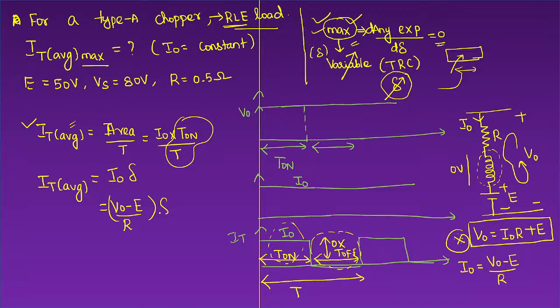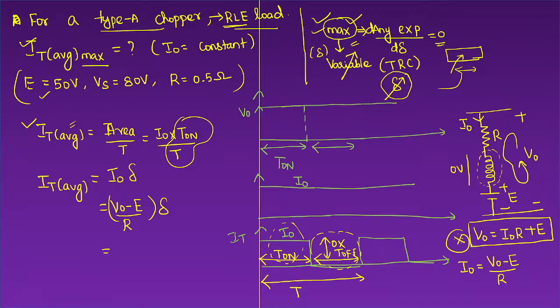Sir, why are you writing it this way? Because this is the given data. I am trying to bring out the relation between the question and the given data. That is what we have to do. That is how smartly we solve the problem. Okay, sir. Further, we know the type A chopper.